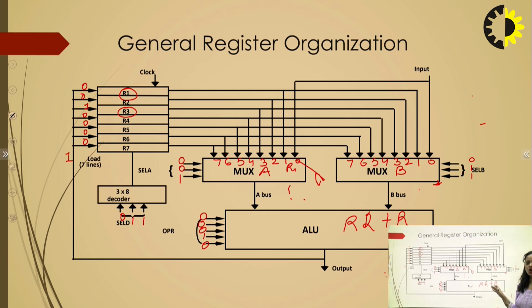So this will be the operation of this general register organization scheme, and we can use this scheme for 8 registers, for 16 registers, for 32 registers as well as for 64 registers also, but that will increase the complexity of the circuit. So this is the most convenient example for general register organization, as we have only 7 general purpose registers over here.